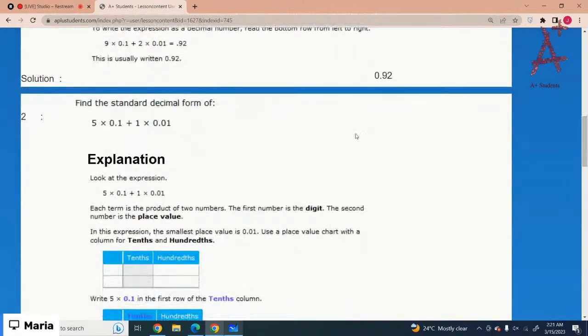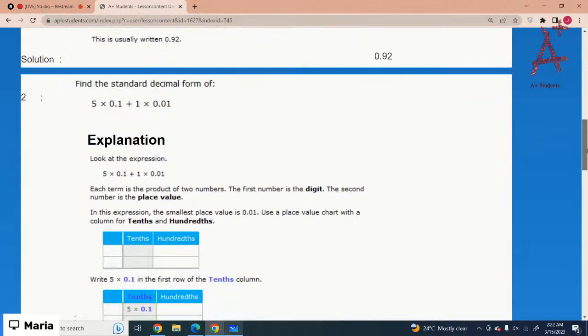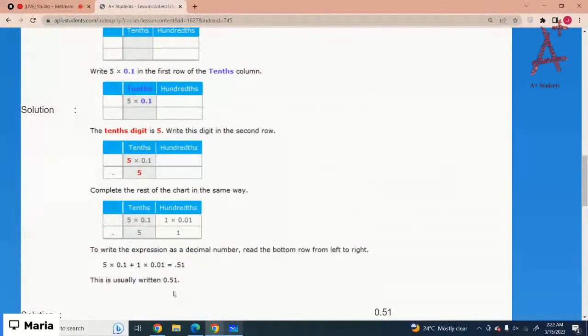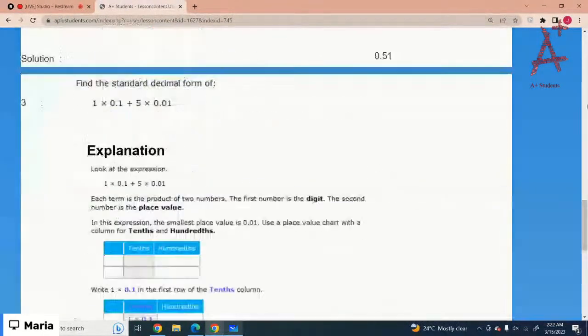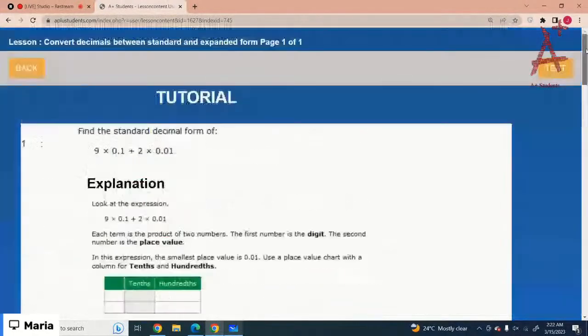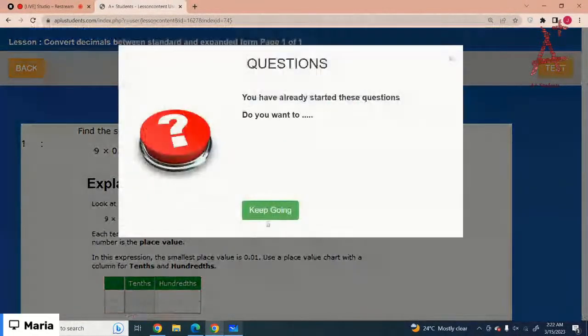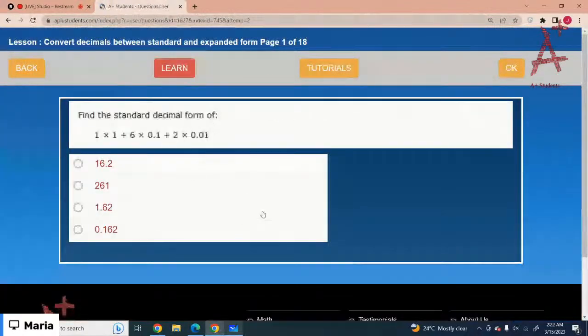Let's just see this one. You have 0.1. 0.1 tells you that is the digit at the tenths place. So in the tenths place, you have 5. Then you have 0.01. That would be the digit at the hundredths place. So in the hundredths place, you have 1. So the number is 0.51. Got it? Let's start with the practice questions. Then we'll do it on the board. That would be easier for you to understand. Okay, let me write it down on the board.